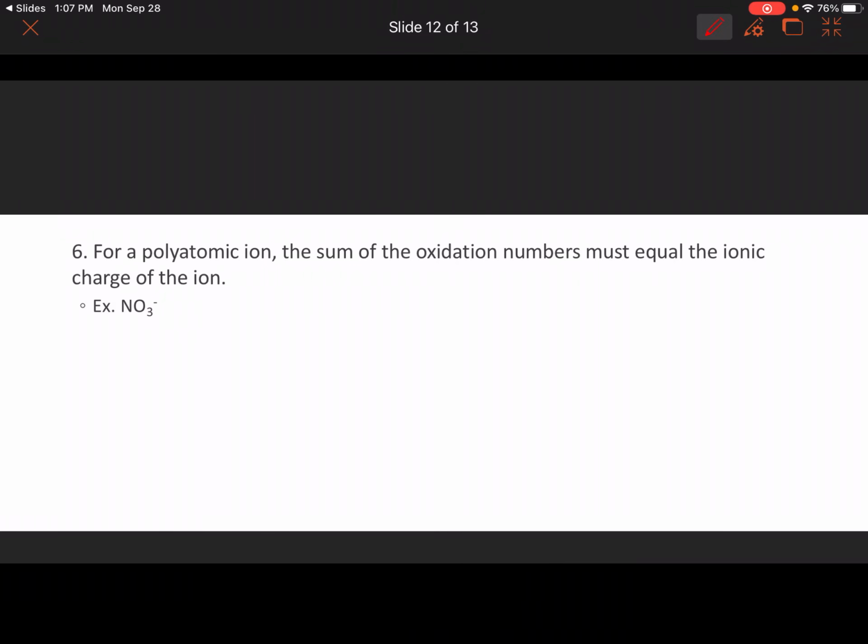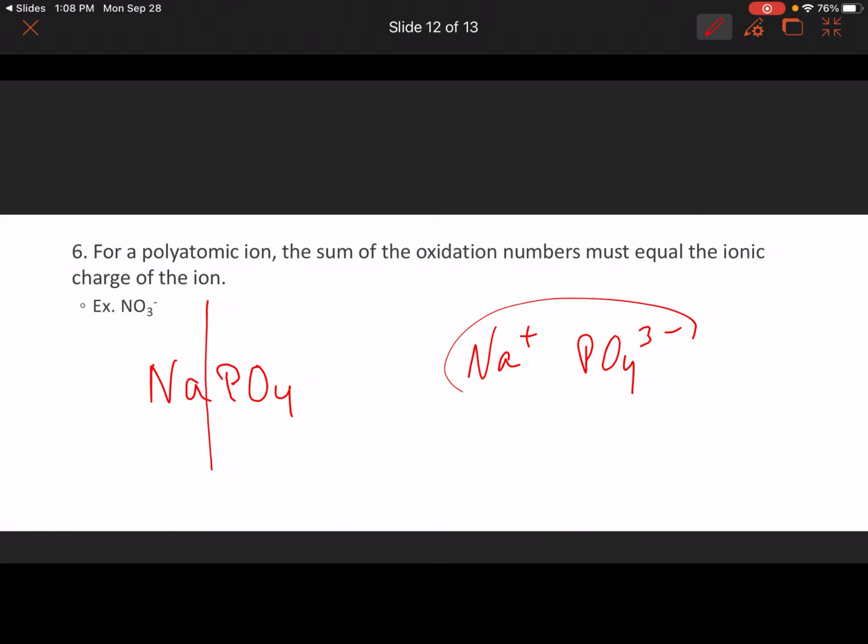So what would happen if you have sodium phosphate? How you're going to do these, people do them differently. You can break them apart, so you know they're going to dissociate here, right? So you can break that apart into Na+ and PO4 3-, and then do the oxidation numbers there separately.